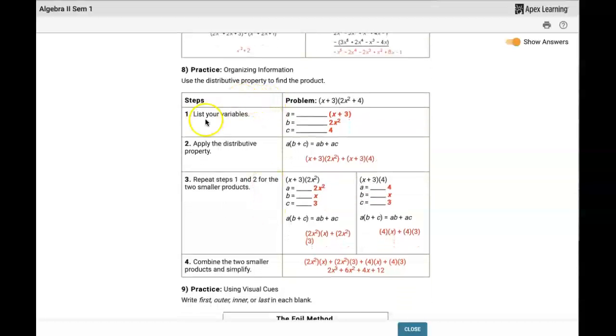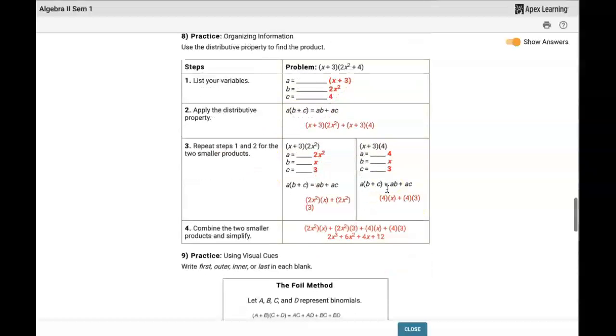When we're using the distributive property, with variables A, B, and C, this first quantity here is A, then the second one is B, and this one is C. So when I use my distributive property, I multiply my A quantity by B and my A quantity by C. Then repeat the steps again for those smaller products.